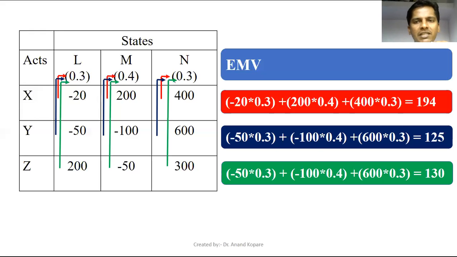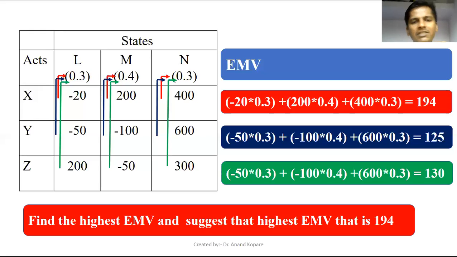So how do we suggest the best EMV? You need to find the highest EMV and suggest it, that is 194. It means they should go with Act X, because Act X has the highest value, that is 194.